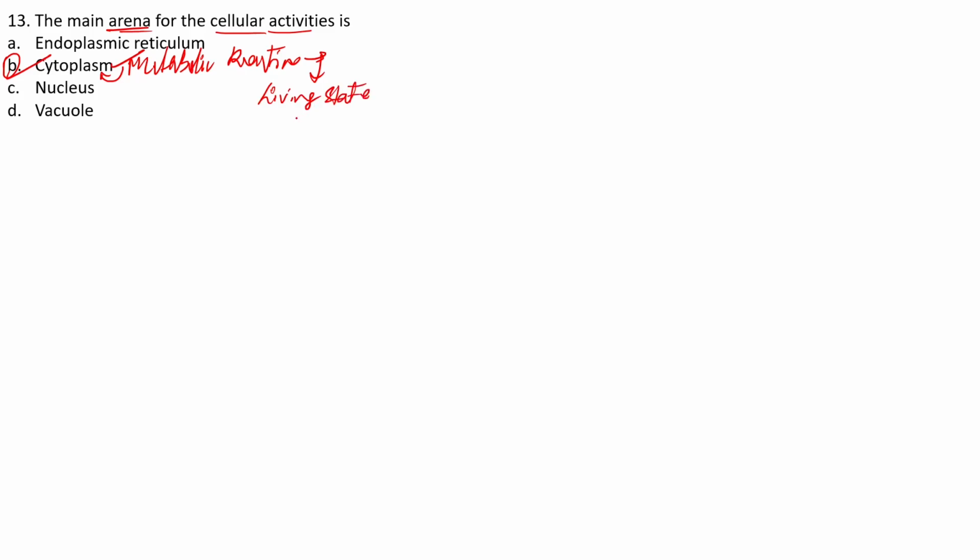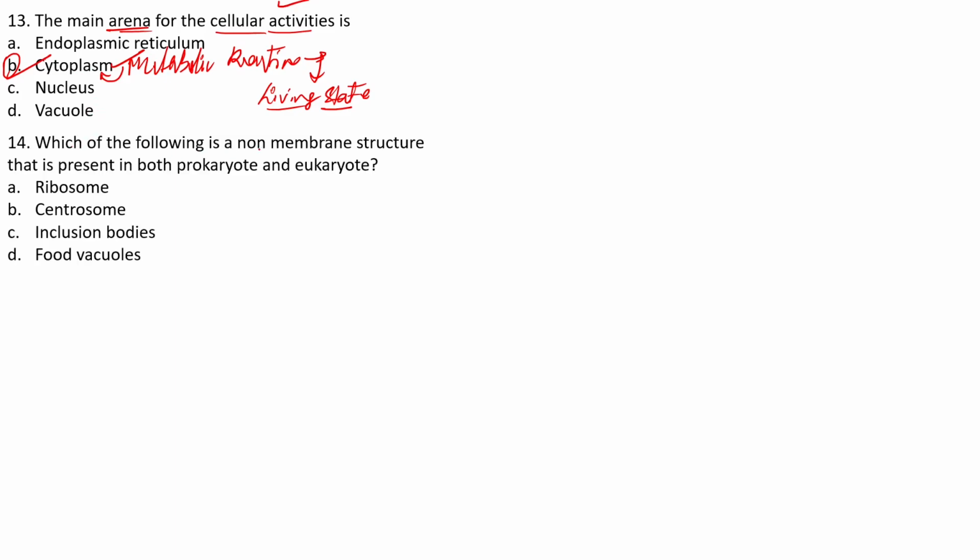Why is cytoplasm important for keeping the cell in the living state? Because it is the arena or the place where the cellular activities occur. What do you mean by cellular activities? Not replication, mainly translation and metabolic reactions. Mainly the metabolic reactions occur in the cytoplasm. So B is our right answer, that is cytoplasm.